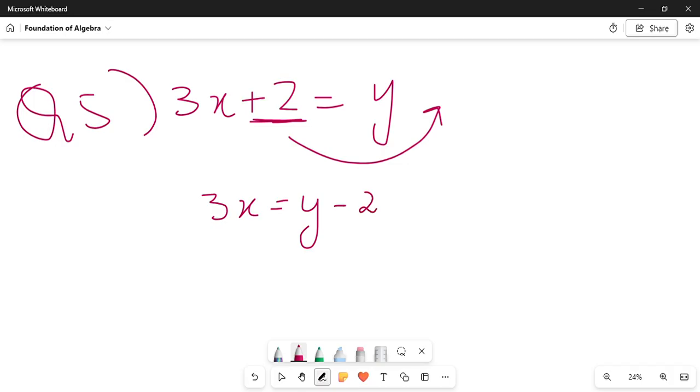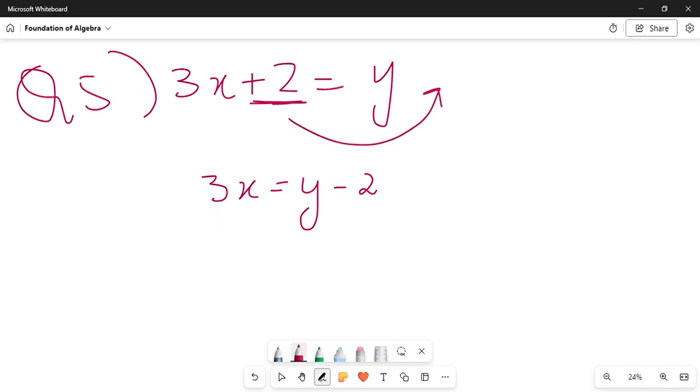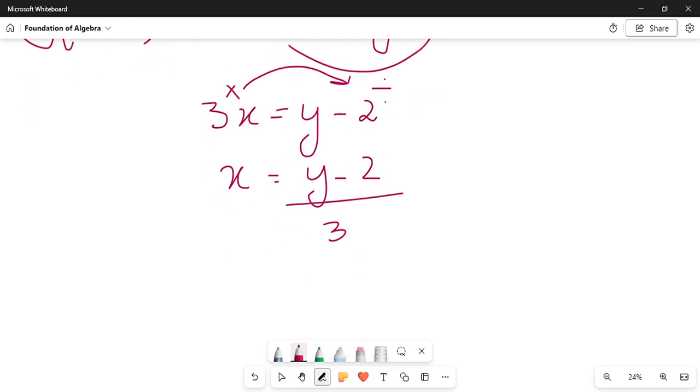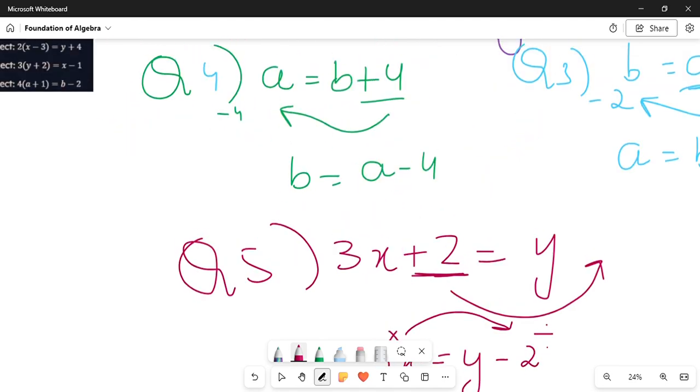If it's plus here, on the other side the sign will be minus. Now 3 is being multiplied here. When it goes to the other side of the equation, it will be divided. So x equals (y minus 2) divided by 3. We can keep this as our answer. So I think these questions are enough for today.